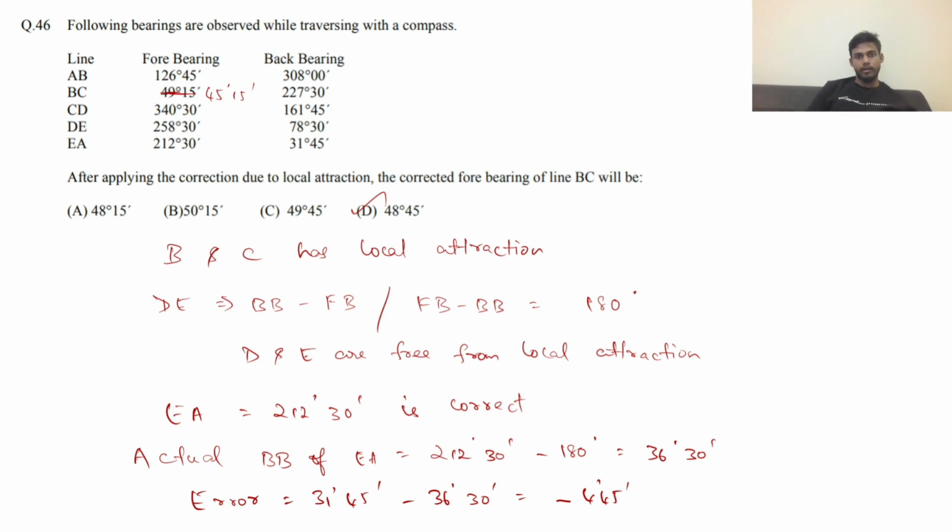First of all, we have to find out the stations which are free from local attraction, and after finding those stations, we have to proceed with the sums.